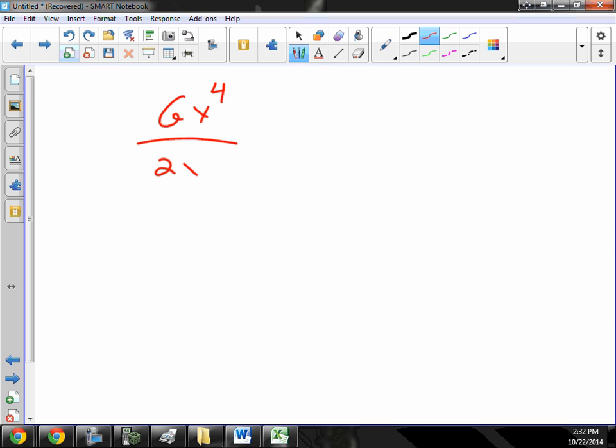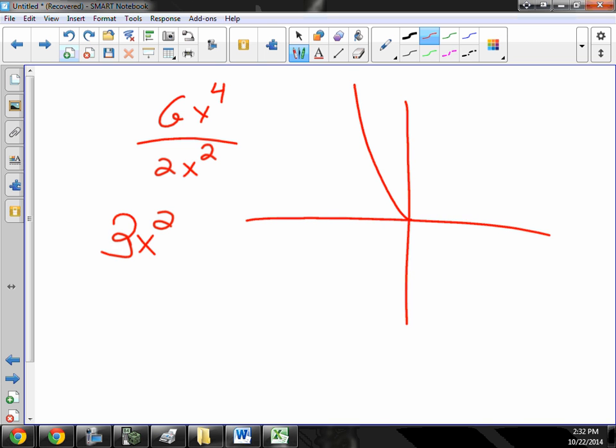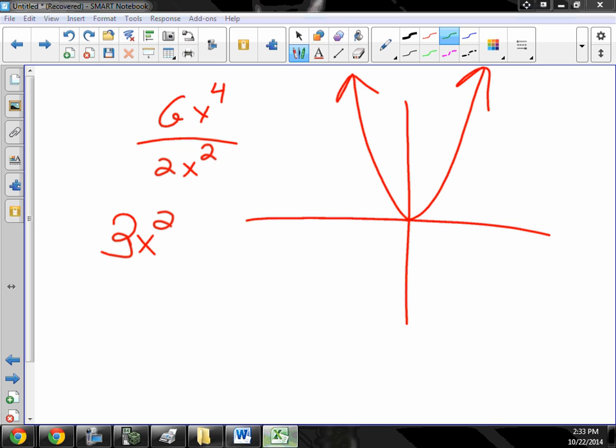Now, you're not going to see this in this class, but what if I had 6x to the fourth over 2x squared? Then my slanted asymptote is actually 3x squared. So I would graph 3x squared, and it depends, but it would look something like this.